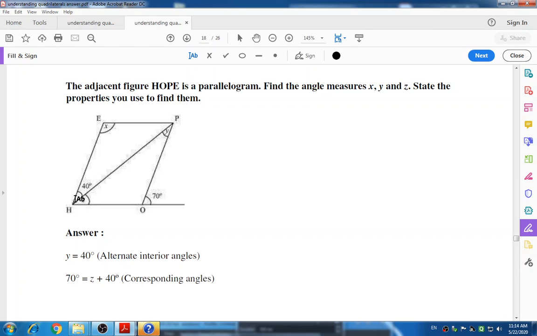Okay, so now this 70. By using the corresponding angles, this H and this O are also equal in measure. So if this is 70, that means this H is also 70. So how can we find this Z? By subtracting this 40 out of 70, we get here 30. So the measure of Z is 30 degree.